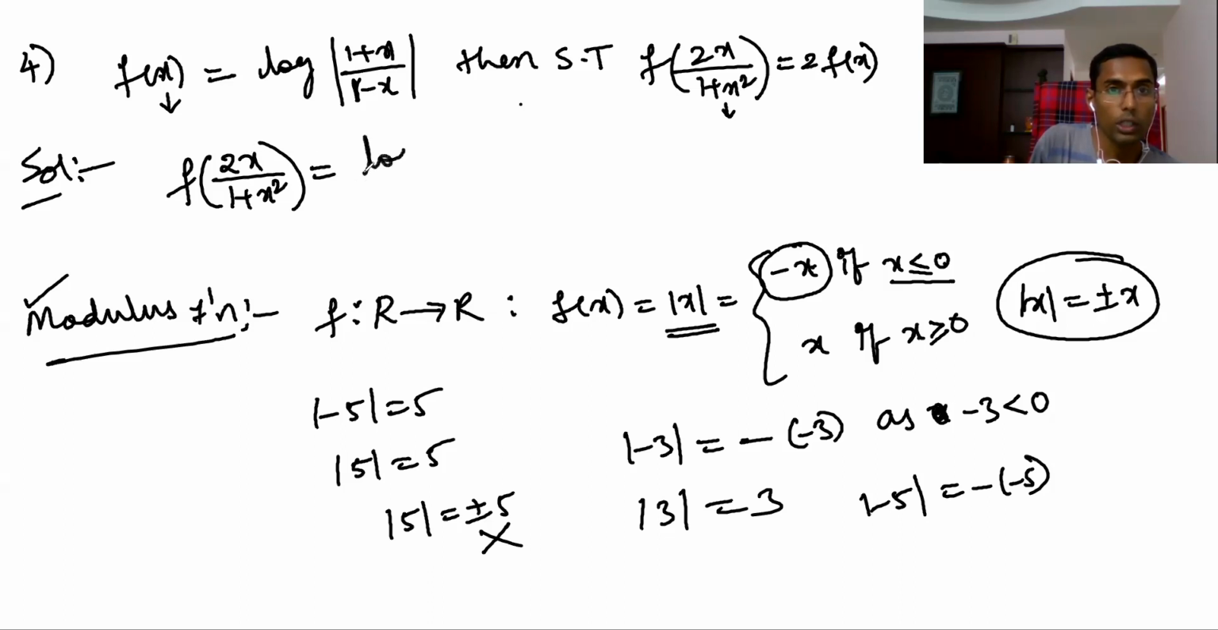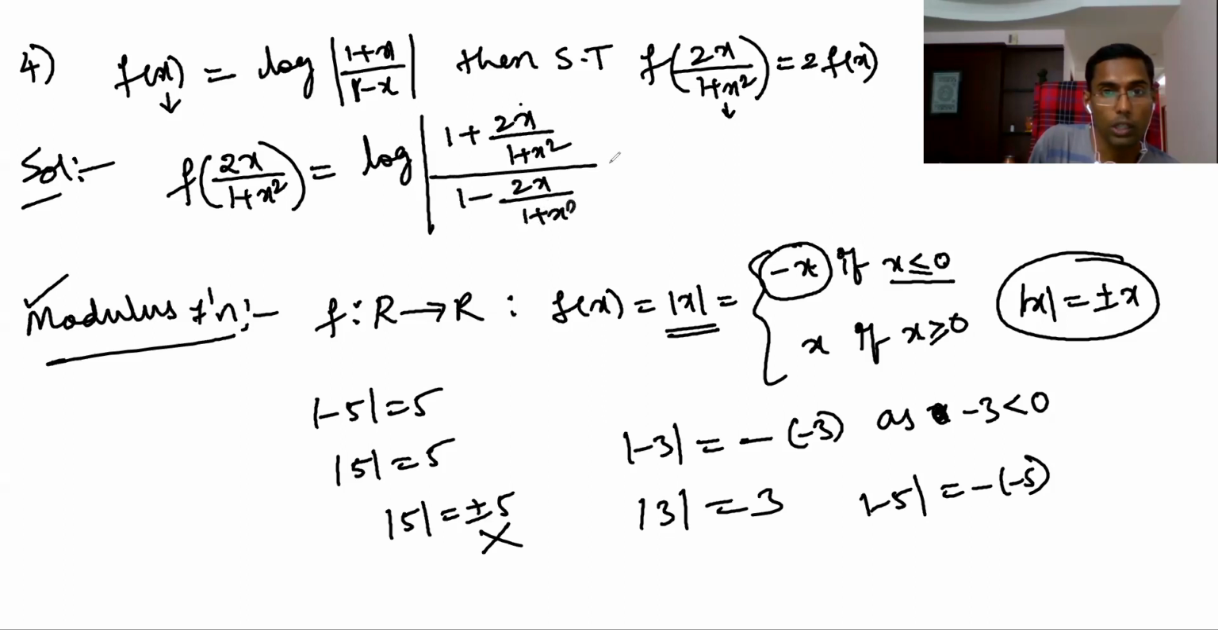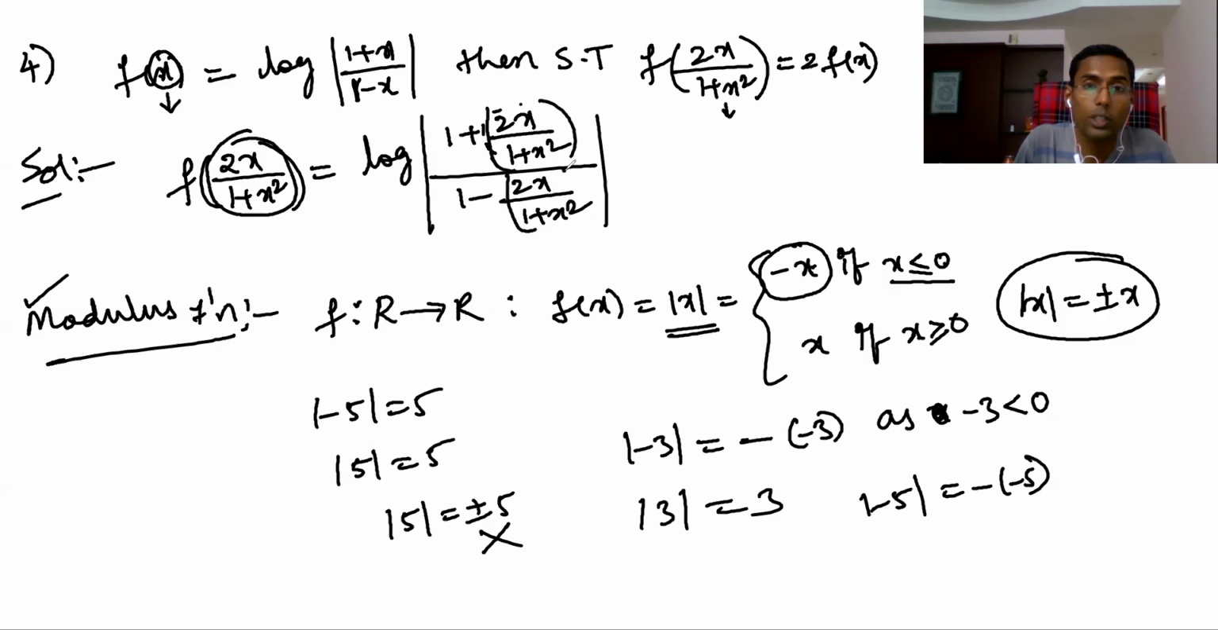Here also, in the place of x, what do I get? 1 plus 2x by (1 plus x square), by 1 minus 2x by (1 plus x square). Hope you got this. We substituted 2x by (1 plus x square) in the place of x. So then what you get here: you take the LCM.